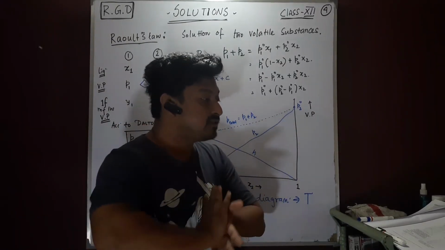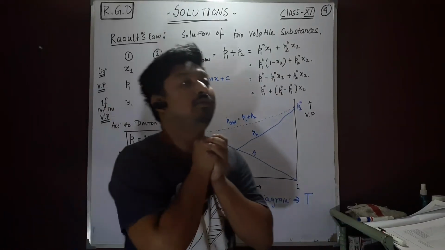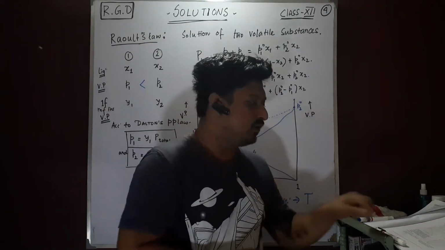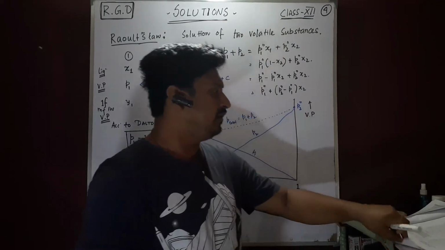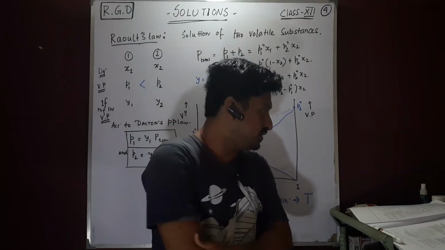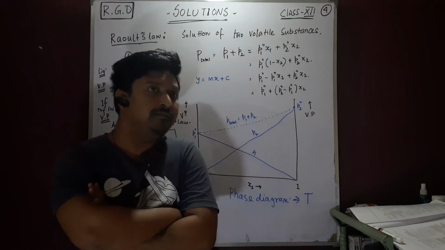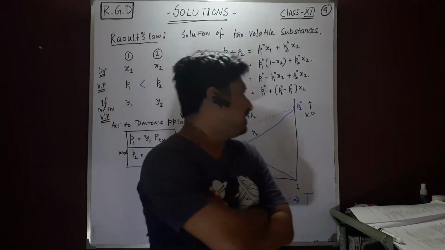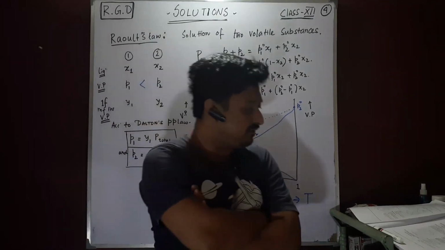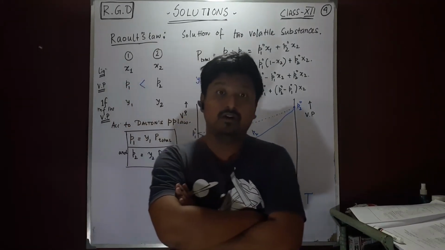Next I will talk about the details of this Raoult's law, a few parts. Then we will directly go to the concept of ideal and non-ideal solutions. From there we will show some anomaly in case of Raoult's law. And then finally we will end up with the discussion of the azeotrope.